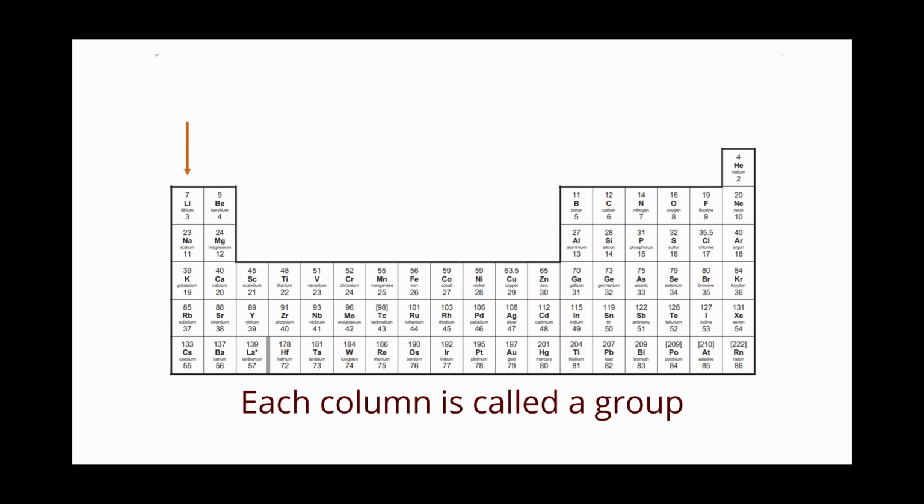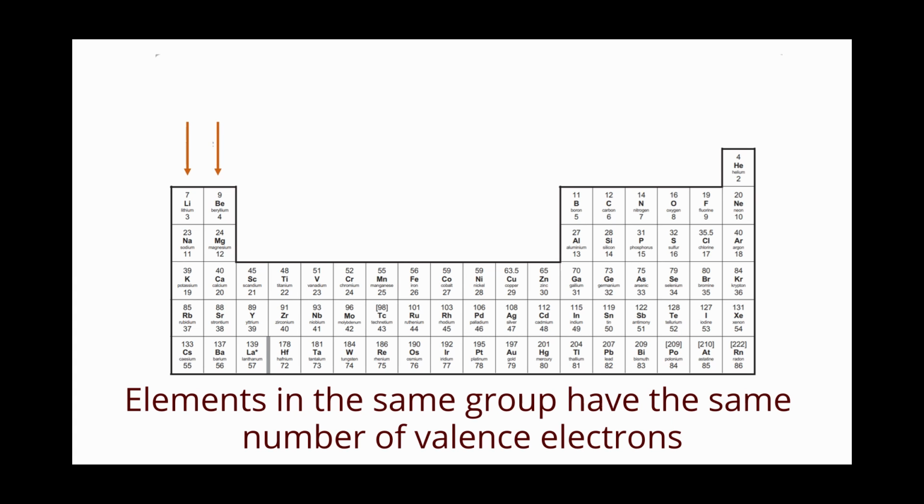Each vertical column in the periodic table is called a group. Elements in the same group have the same number of valence electrons. Valence electrons are the electrons in the outermost shell. We're going to come back to this topic later on.